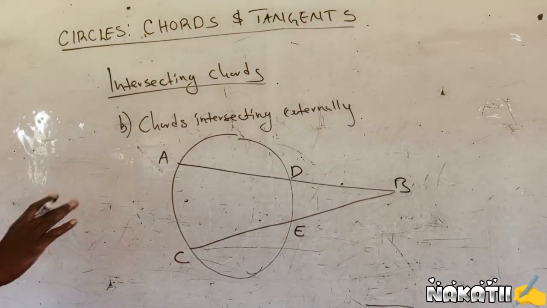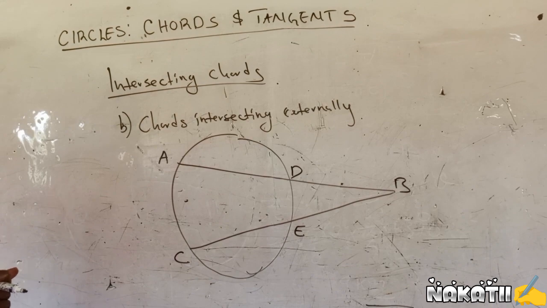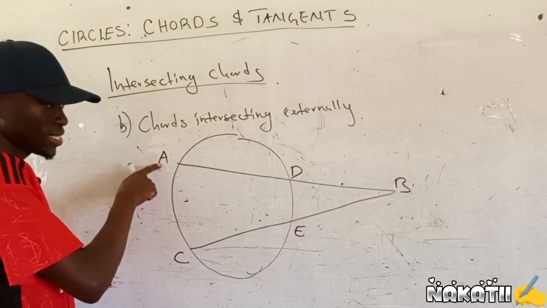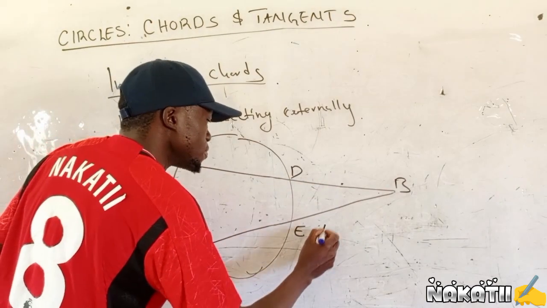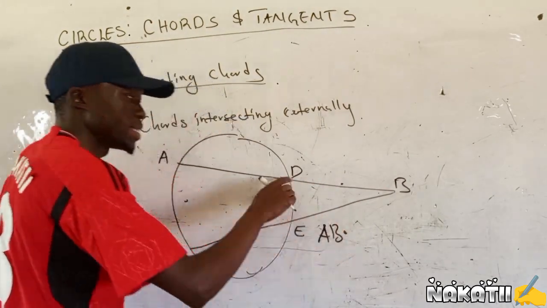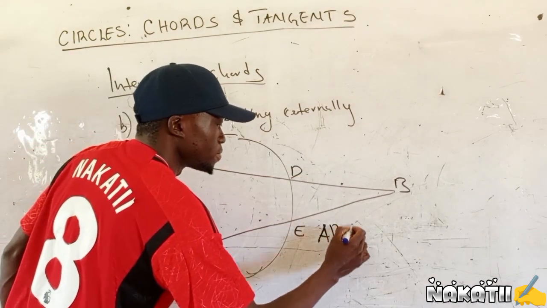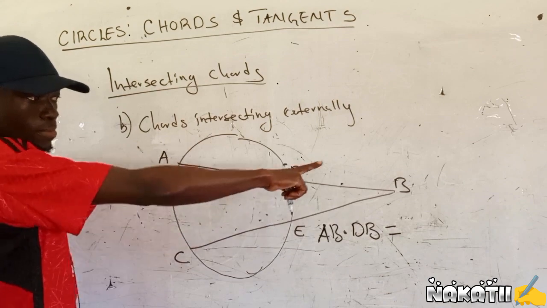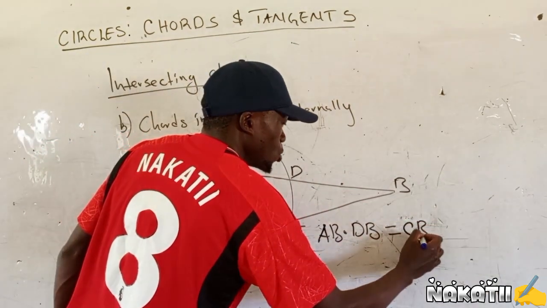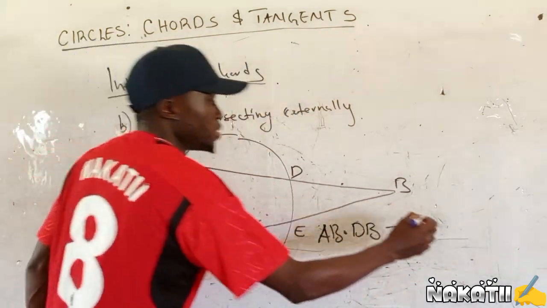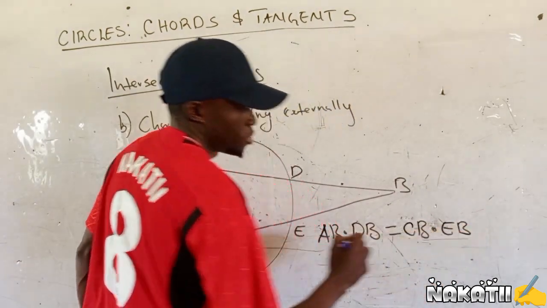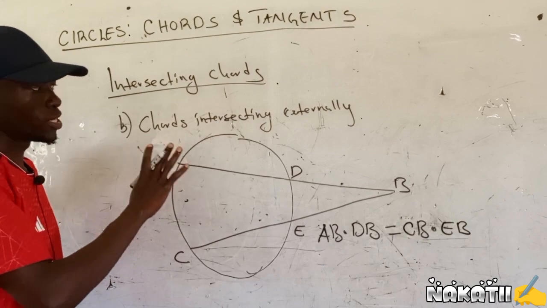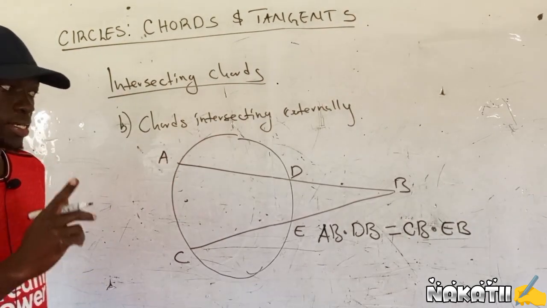If I have such kind of chords that are intersecting externally, we say if you take this length AB, you multiply by length DB, should be equal to length CB multiplied by length EB. That is how you relate the length when the chords are intersecting externally.